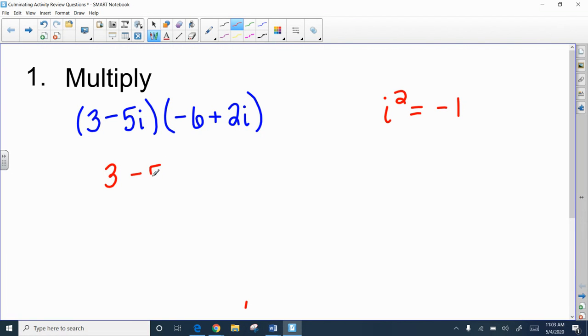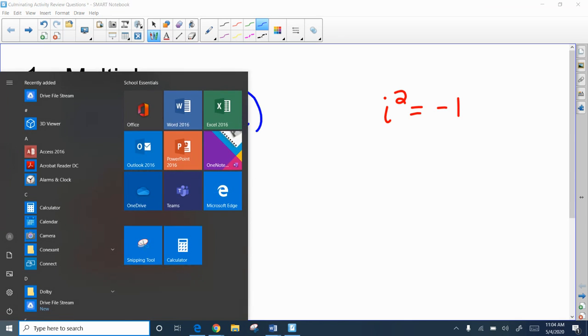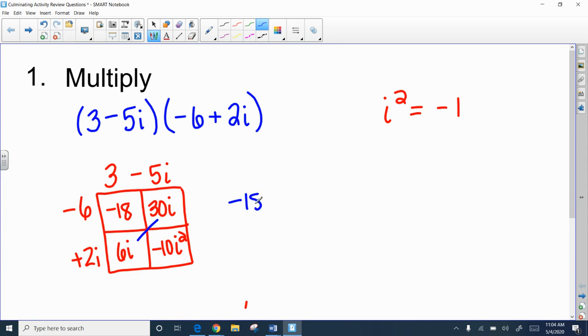So I'm multiplying 3 minus 5i times negative 6 plus 2i. So when I multiply in each box, this box would give me negative 18. This box would give me positive 30i, since I'm multiplying a negative times a negative. This box is 6i, and then this box is negative 10i squared, because we're multiplying 2i times negative 5i. So I can combine the numbers in the diagonal. So when I combine the numbers in the diagonal, so far I'd have negative 18 plus 36i minus 10i squared.